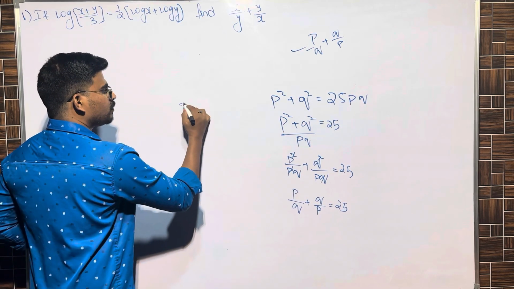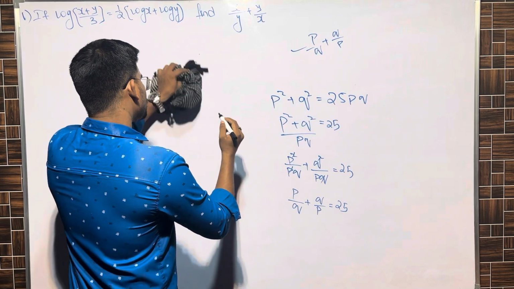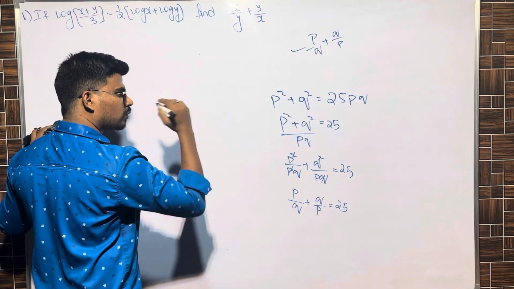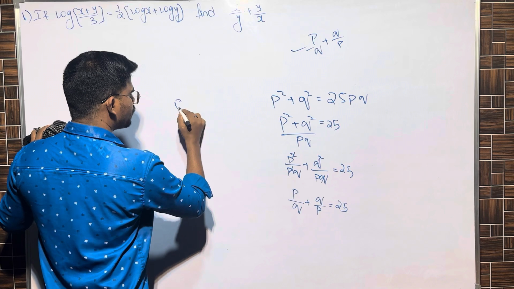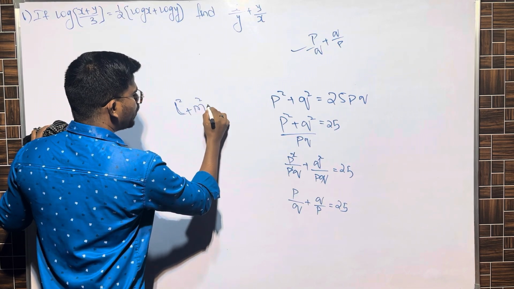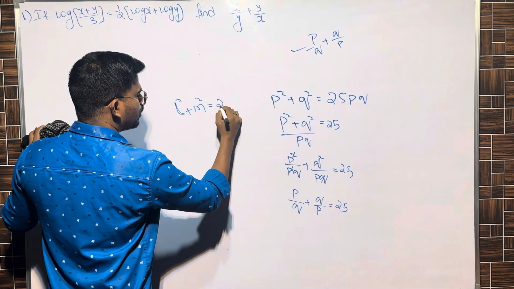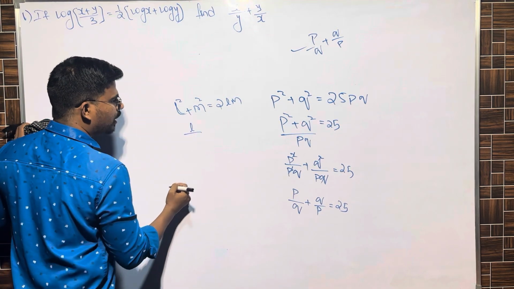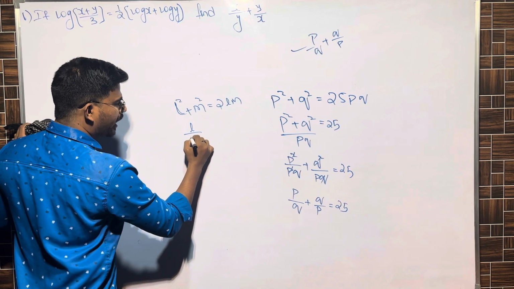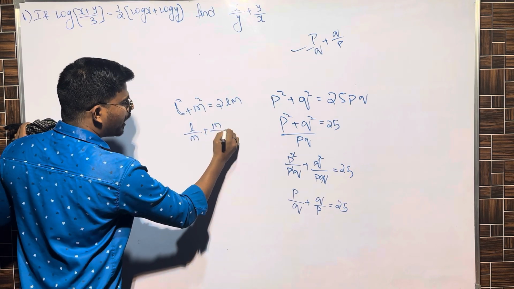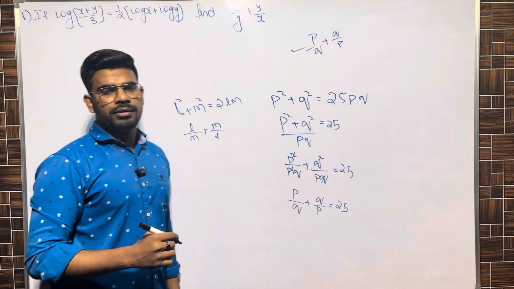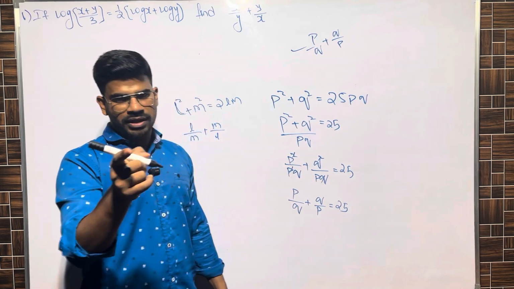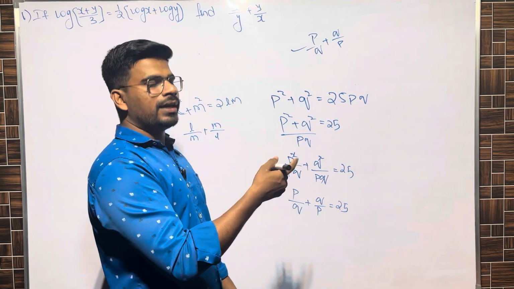One more question. L square plus m square is equal to 2lm. Now you tell me the value of L by m plus m by L. Before listening to the solution of this part, you just give it a try. If you know, well and good, otherwise I'm here to explain to you guys.